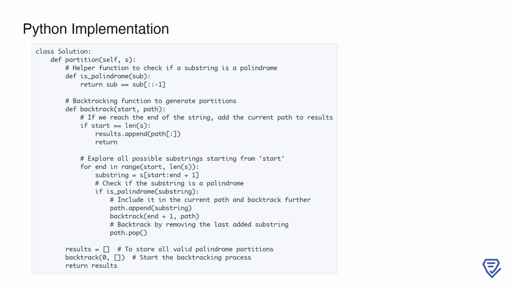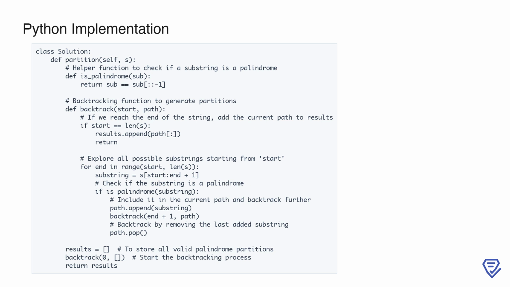Within the backtrack function, we iterate over all possible ending indices, end, starting from start. For each substring s[start:end+1], we check if it is a palindrome using the is_palindrome helper. If it is, we add it to the current path and recursively call backtrack with the next starting index. After the recursive call, we backtrack by removing the last added substring to explore other possibilities. The results list stores all valid partitions, which is returned as the final output. The backtracking ensures that we explore all potential partitions while pruning invalid ones early.